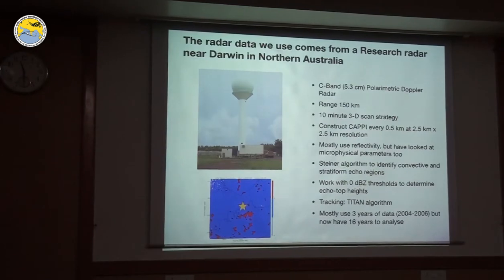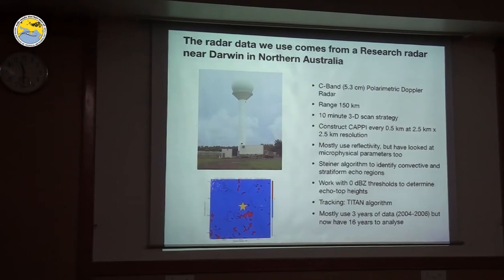We use a 0 dBZ threshold to say where the top of the echo is. If we find a convective pixel, we go up and up, and where the reflectivity hits 0 dBZ, we say that's the top. It's not quite the cloud top. We know that's often roughly one kilometer below the actual cloud top, but it's the top of the echo that we are using here, as synonymous with cloud top. So if I say cloud top, you know I actually mean echo top, right? That's fine. And we can also track these features. There are algorithms for this. Mostly in what I'm going to show you, we use 3 years of data, but we now have 16 years of well-calibrated radar data every 10 minutes.